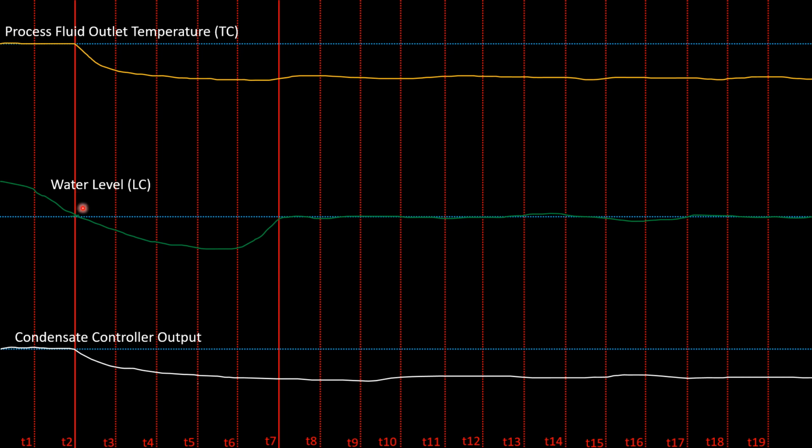Suppose at time 2, the water level goes below its low set point, then the condensate controller would be overridden by the water level override controller. Thus, the condensate controller would decrease its value until water level converges back to set point. Since we decrease the amount of condensate, which decreases the amount of steam going through the heat exchanger, we would also decrease the process fluid outlet temperature.